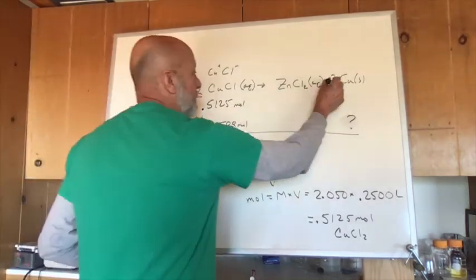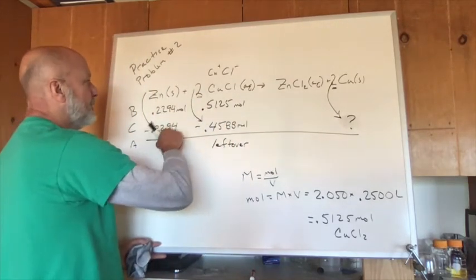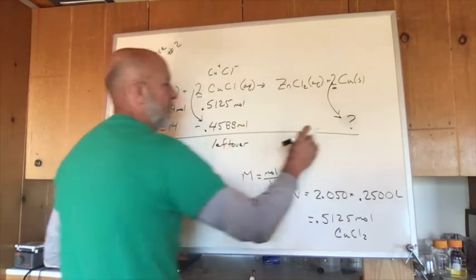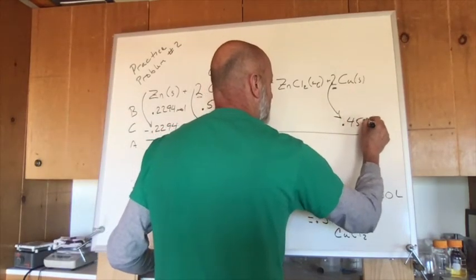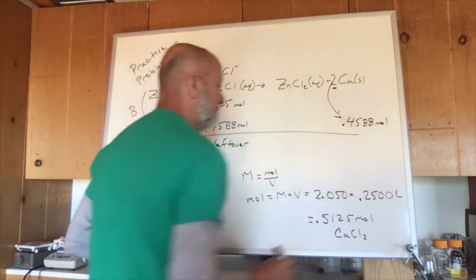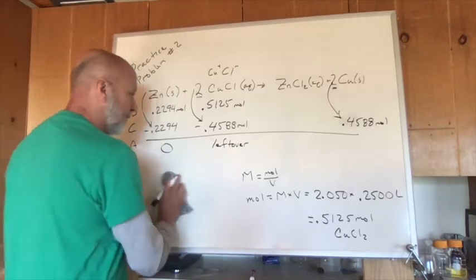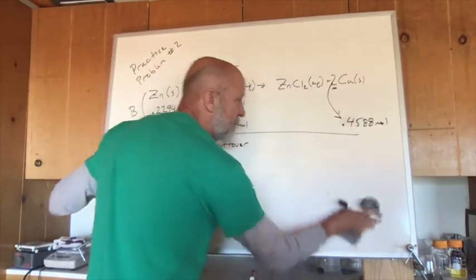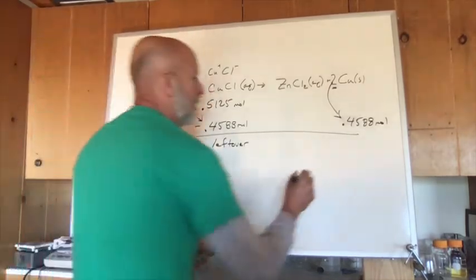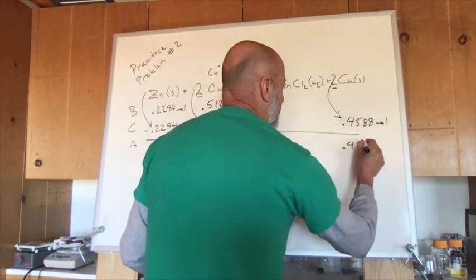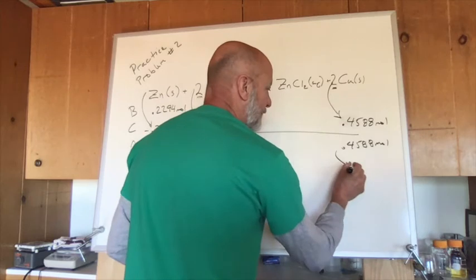And I wanted to know how much copper. So I've already done this. 1 is to 0.2294 as 2 is to x. So I already know I'm going to make 0.4588 moles of copper. Now, the problem asked me what mass of copper, because I'm going to take this copper, filter it out, and weigh it. So what mass should I get? 0.4588 moles of copper should form. Let's convert that to grams.